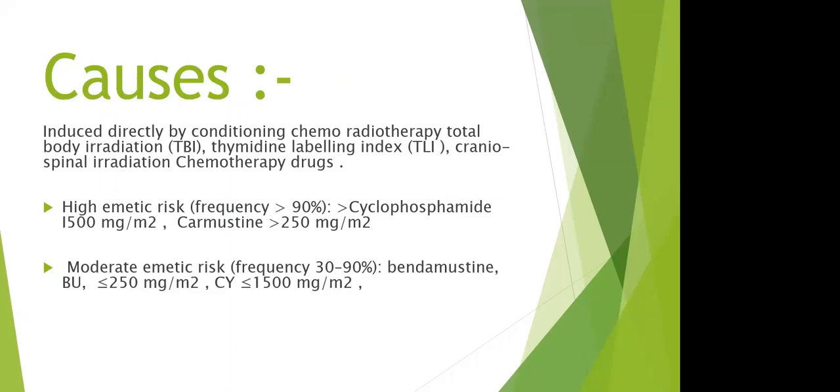Causes. The causes include those induced by conditioning chemotherapy. High emetic risk is with cyclophosphamide greater than 150 mg per meter square, and carmustine when its dose is greater than 250 mg per meter square. Moderate emetic risk, the frequency is between 30 to 90%, busulfan less than 250 mg per meter square, and minimal to low emetic risk is when the frequency is less than 30%.